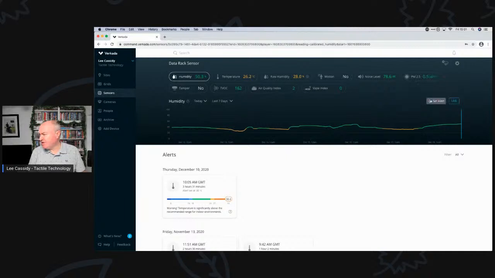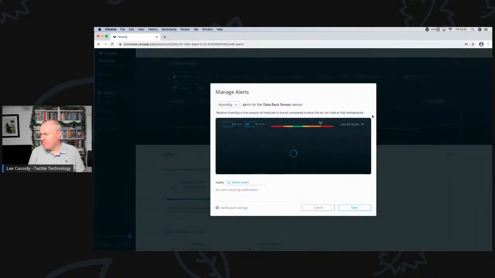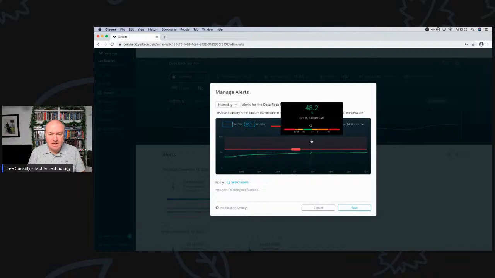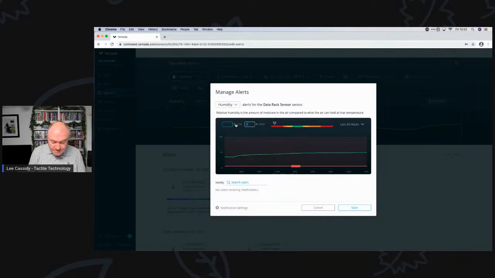You can also set alerts. We've not got any set at the moment, but I could say that I want an alert when I hit around 60%. I can either slide it up, or type in the box, so 60%. And I could also say tell me if it drops below, say, 30%, because there might be an issue that we start to get static buildup in an area because it's low humidity.